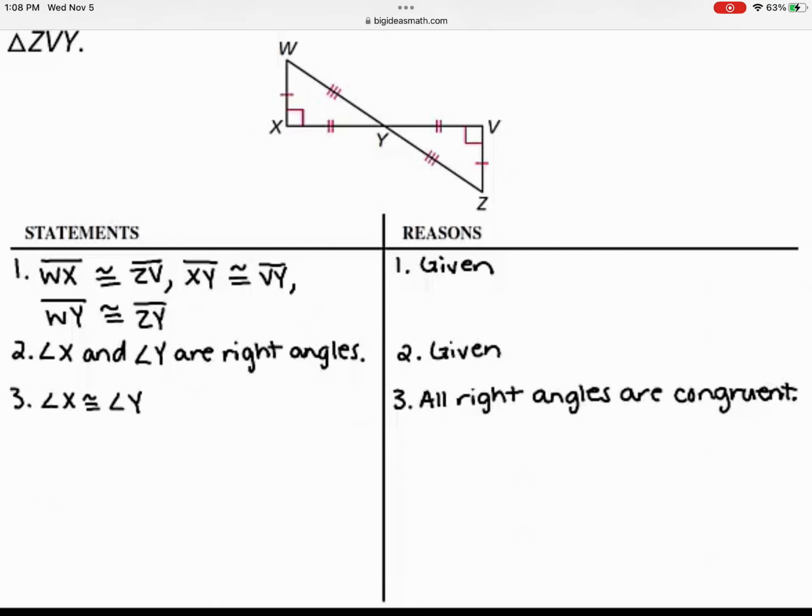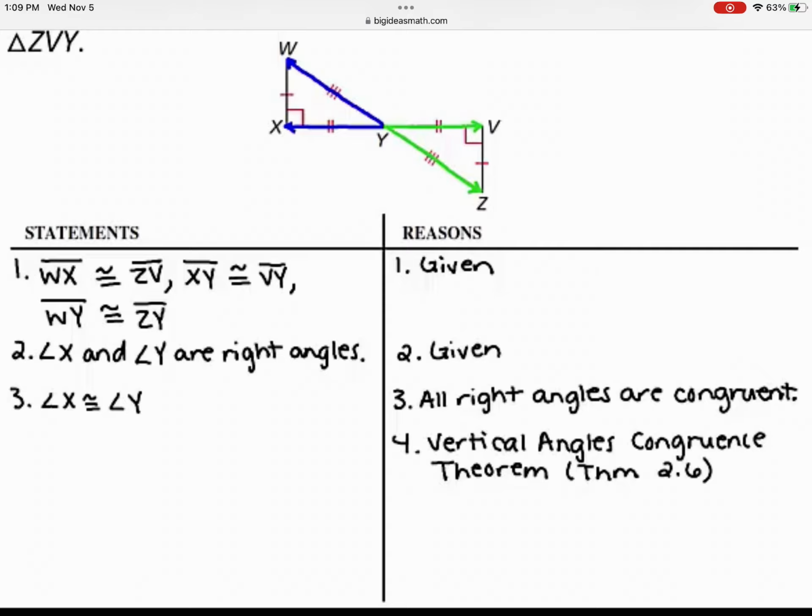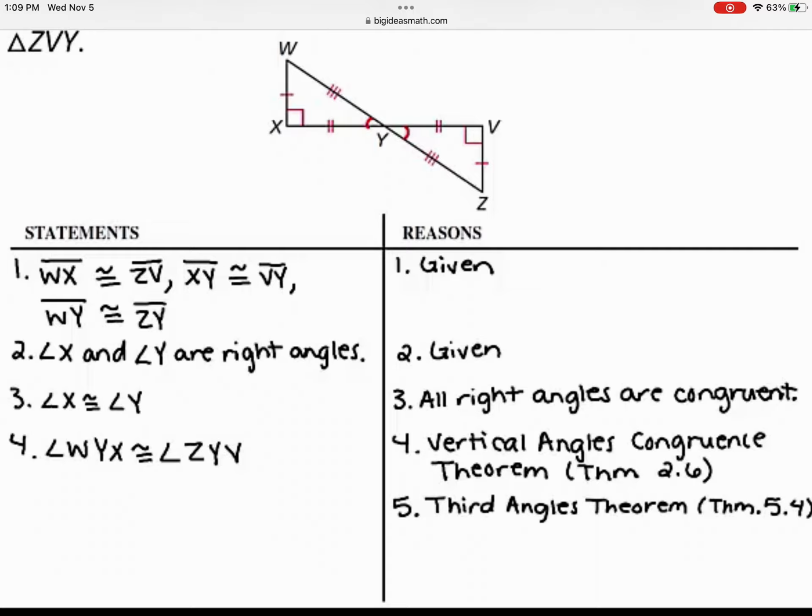Now, notice from the diagram that angle WYX and angle ZYV are vertical angles. So, by the vertical angles congruence theorem, you can state that angle WYX is congruent to angle ZYV. Next, because two angles of triangle WXY are congruent to two angles of triangle ZVY, you can use the third angles theorem to state that the third angles W and Z are congruent.